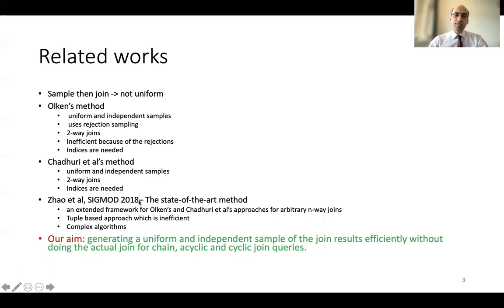Zhao, in his SIGMOD 2018 paper, which is the state-of-the-art method, extended those two algorithms to n-way joins. But the algorithms in Zhao's paper are complex and not easy to understand. And since they calculate the frequencies per tuple in the tables, they are not very efficient. In this work, we use principled probabilistic graphical models, which have some algorithms that are easy to understand, to generate a uniform and independent sample of the join result. Since we calculate the frequency per distinct value in attributes, our algorithms are more efficient than Zhao's algorithm. Our approach and also Zhao's approach can be applicable on chain, acyclic, and cyclic join queries.